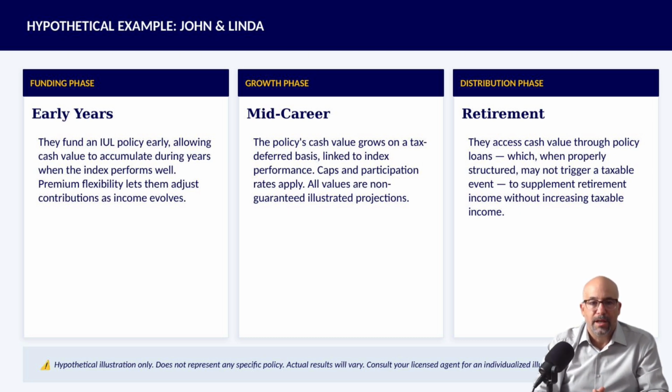Then comes retirement. John and Linda begin accessing cash value through policy loans. When their policy is properly structured and hasn't become a modified endowment contract, those loans may not trigger a taxable event, which means they can supplement their retirement income without increasing their taxable income for that year. Their agent and tax advisor are involved in every step of that process.